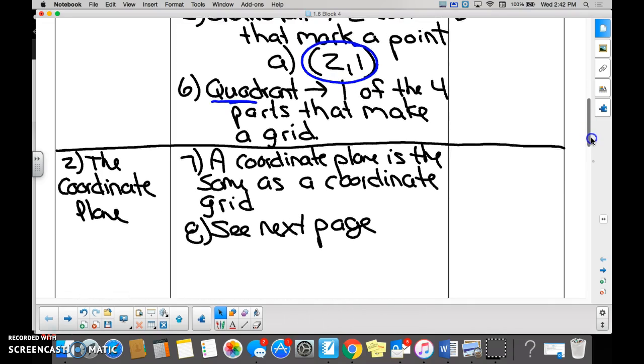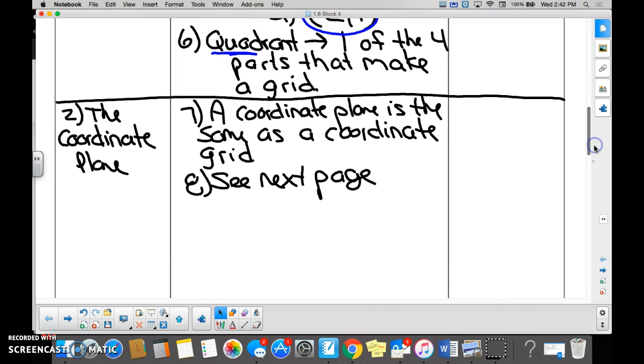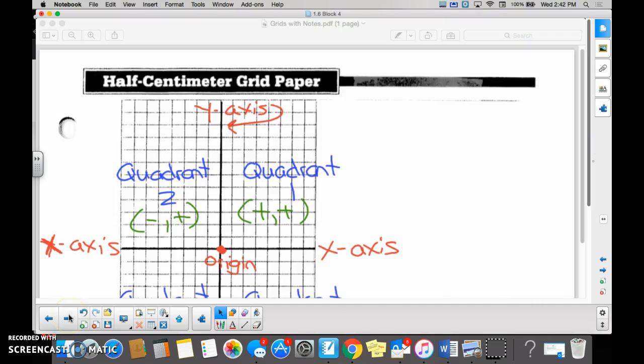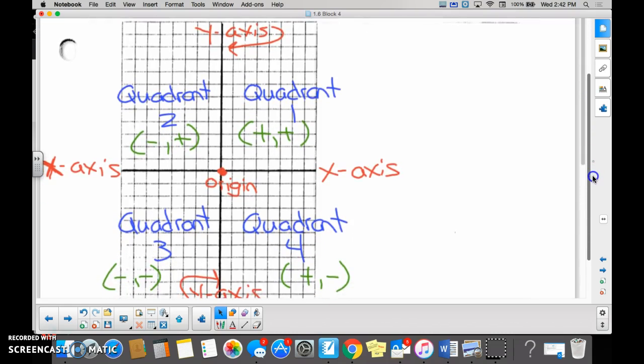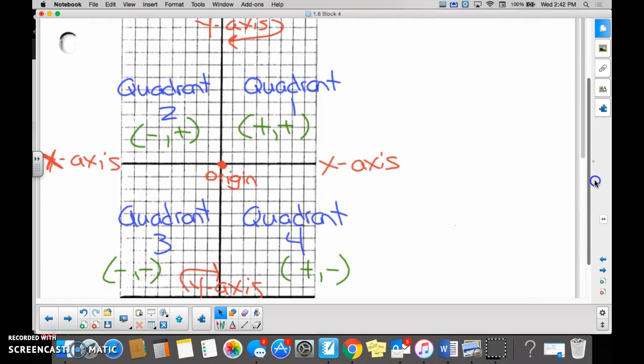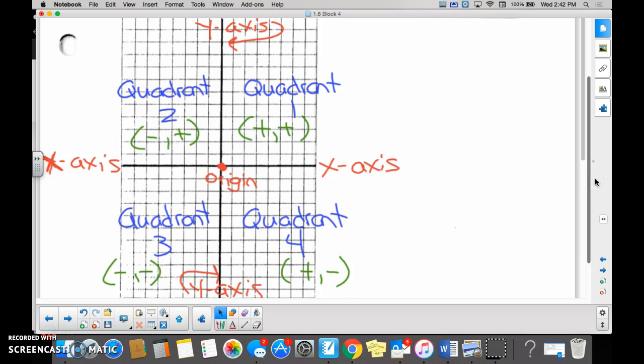We said a coordinate plane is the same as a coordinate grid. And in your notes now, we're going to go to our second page, and we labeled all of the parts that we need to know for a coordinate grid. So this guy that goes up and down here is what axis? The y-axis. This guy is the x-axis. What's the center of a coordinate grid? Origin.